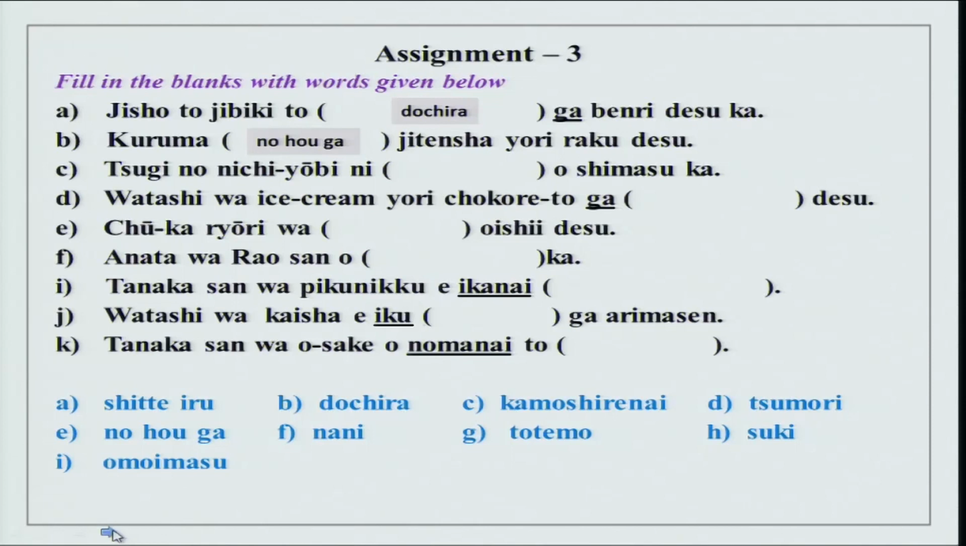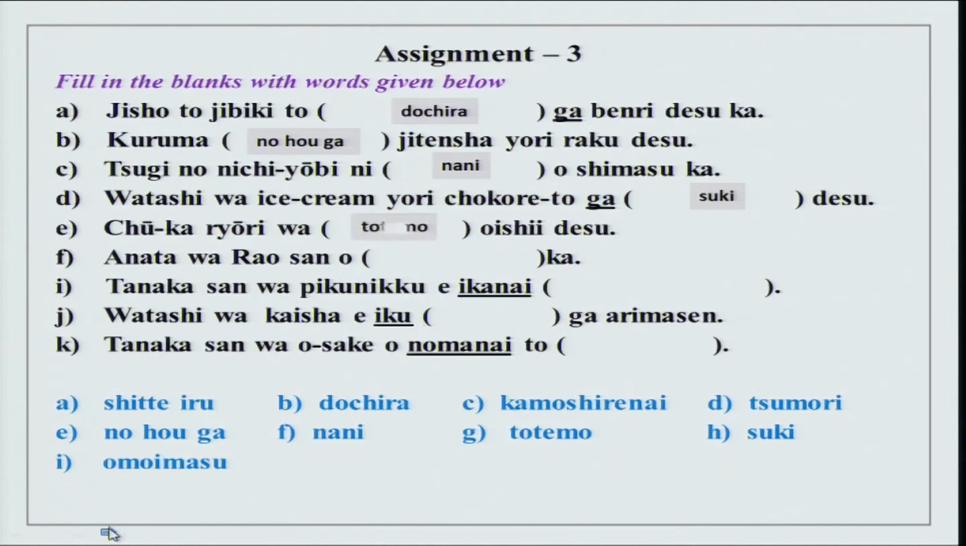Tsugi no nichiyoubi ni nani o shimasu ka? Ni over here is for time. Watashi wa ice cream yori chocolate ga suki desu. Suki is like, and as I have told you earlier, the particle ga always comes with suki. So, before suki the particle ga will be used, and yori you already know is comparison, more than.